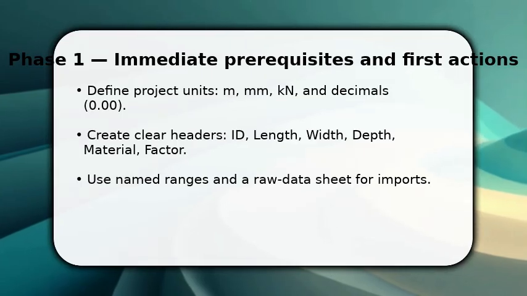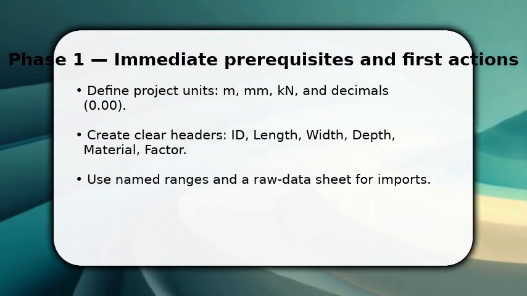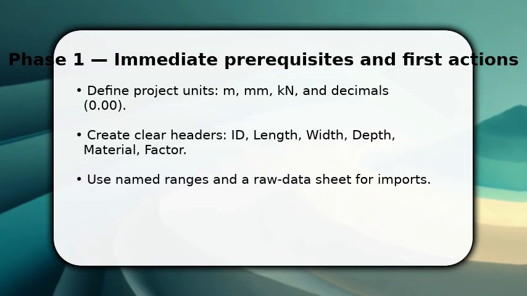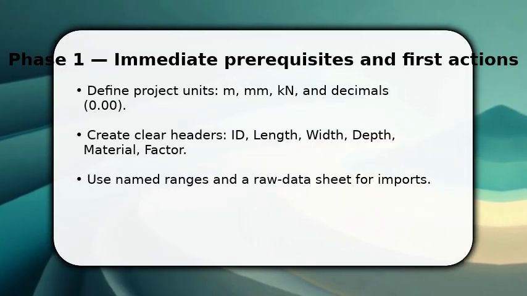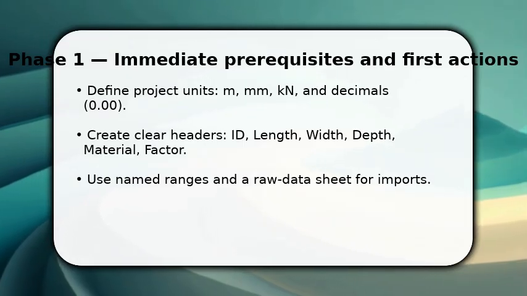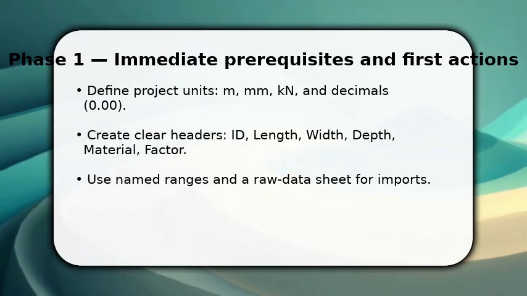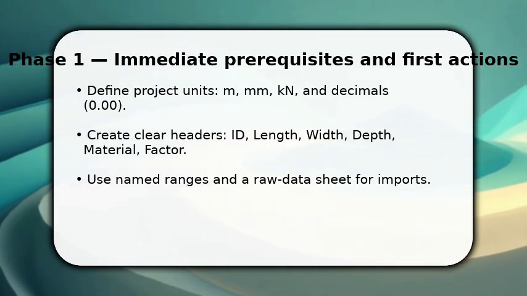You start by preparing the model and inputs so calculations stay reliable. First, lock your units, meters or millimeters, and format numeric cells to 2 decimals. This prevents unit mix-ups. Next, map columns for ID, dimensions, materials, and load factors, and create a raw data sheet to import GIS or Survey CSVs.